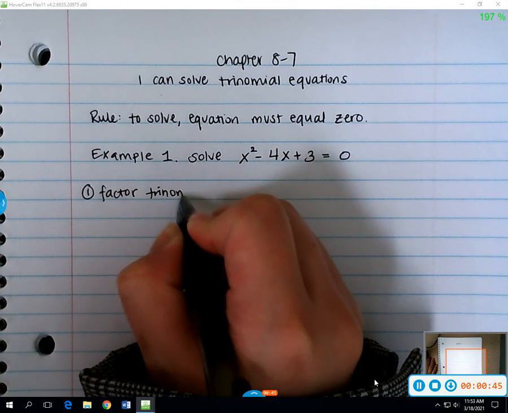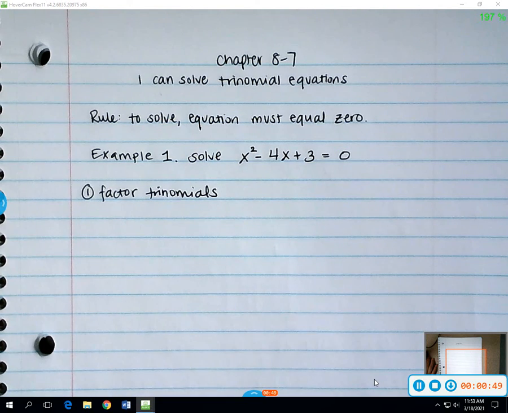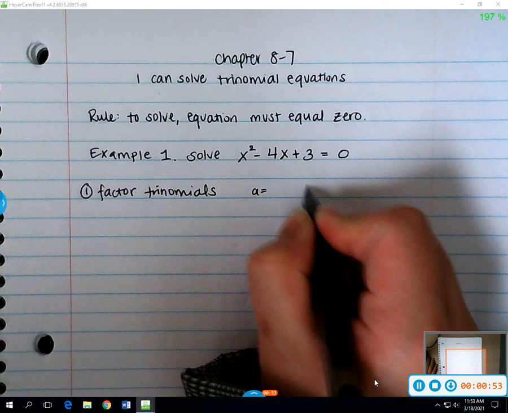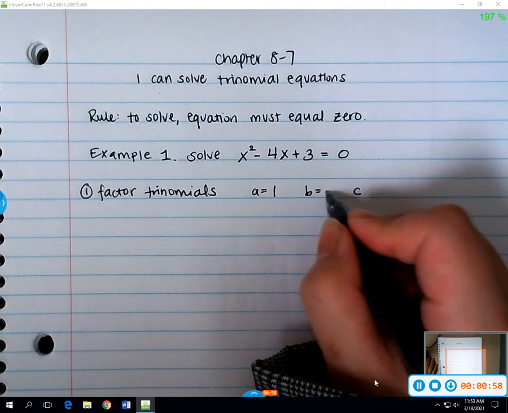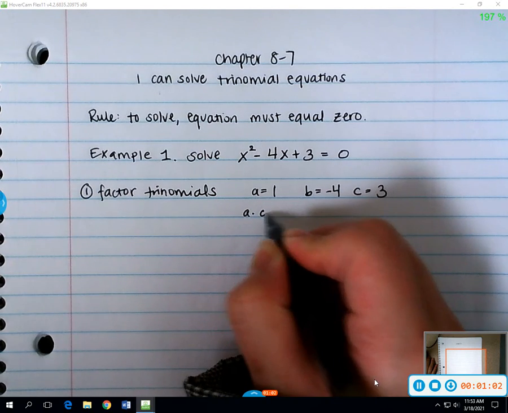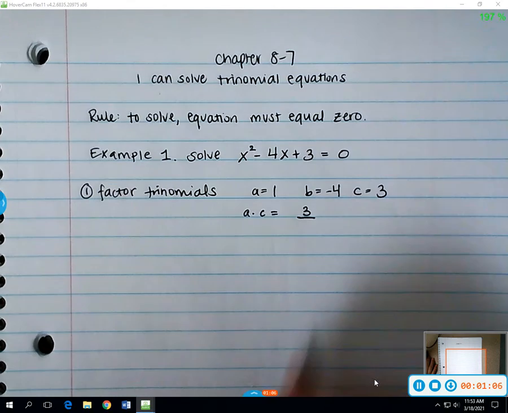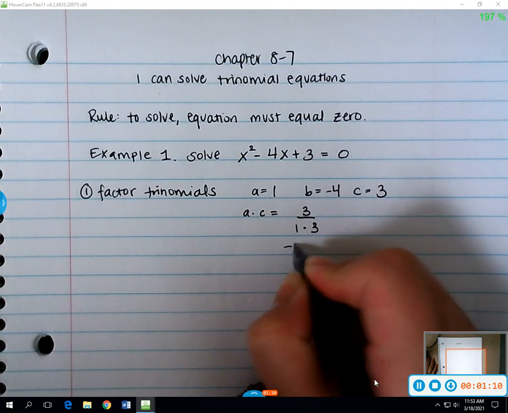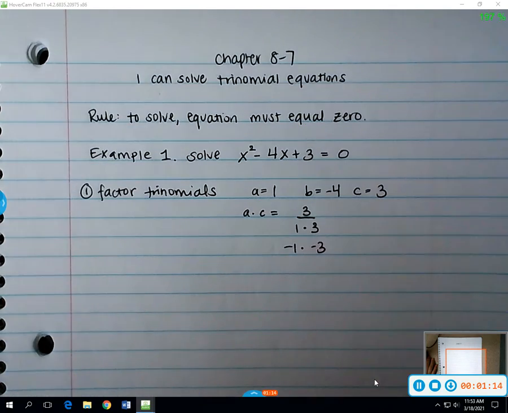So if you need to review any old videos on how to do this, I would suggest to watch those first. So the first thing that we're going to do when factoring is list out our a, b, and c values. A is 1, b is -4, and c is +3. Multiply a times c, so 1 times 3, and list out our factors. There's only a few factors of 3, and that's either 1 times 3 or -1 times -3. Both of these will equal +3.